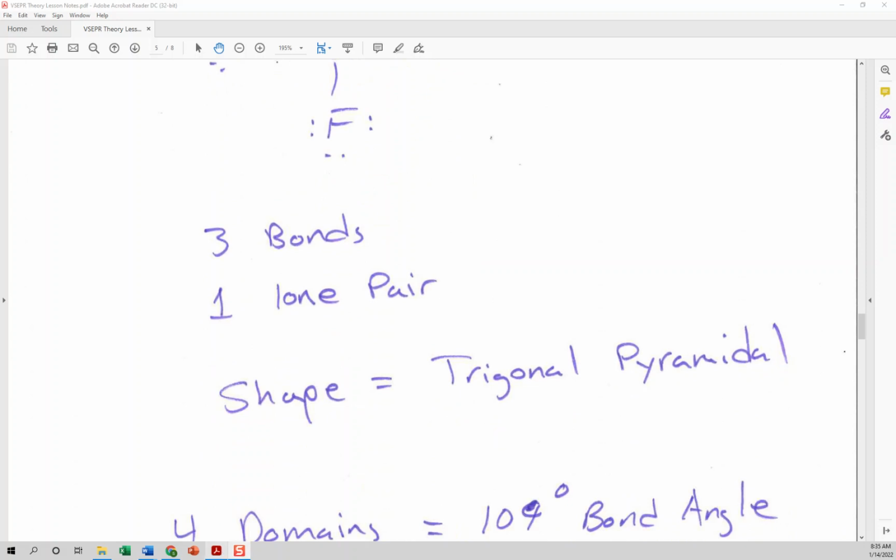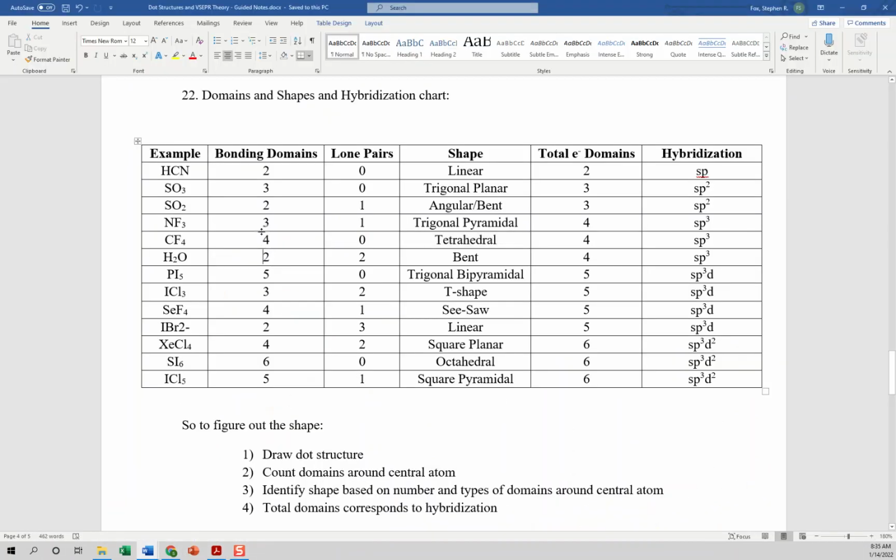If we go to our chart, so we're looking at 3 bonds, 1 lone pair. We call that trigonal pyramidal. So for trigonal planar, you have to have 3 bonds and 0 lone pairs. But trigonal pyramidal, you have to have 3 bonds, 1 lone pair. So 4 total domains versus just 3 total domains. All right, so 3 bonds, 1 lone pair, trigonal pyramidal. It makes a triangle-based pyramid. That's why we call it trigonal pyramidal.